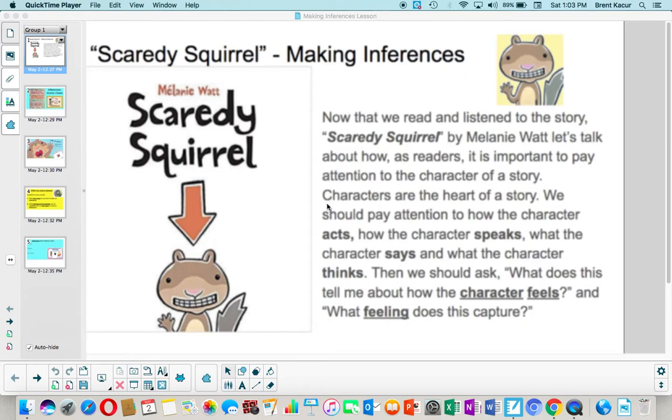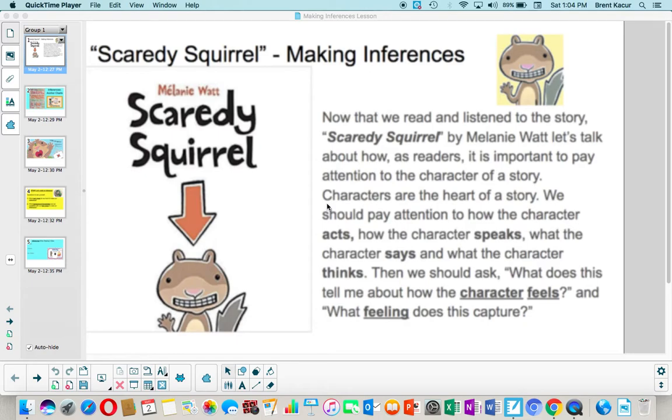Now that we've had the opportunity to read and listen to the story Scaredy Squirrel by Melanie Watt, let's talk about how, as good readers, it is important to pay attention to the character of a story. Characters are the heart of any story, and the character of this story, Scaredy Squirrel, is the heart of this story. We should pay very close attention to how the character acts. How did Scaredy Squirrel act in this story?